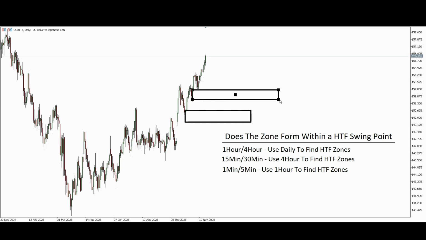So, if price is inside one of these daily zones, it gives your lower time frame zone a higher probability of reversing. For the scoring, we're going to add +2 to any lower time frame zone that's formed within a higher time frame swing point. If the zone doesn't form within a higher time frame swing point, then we're going to add a +1.